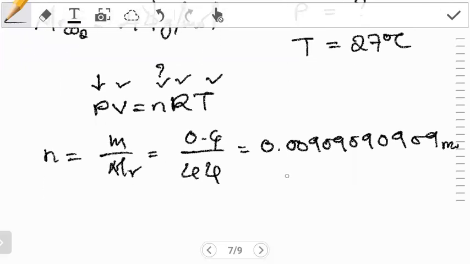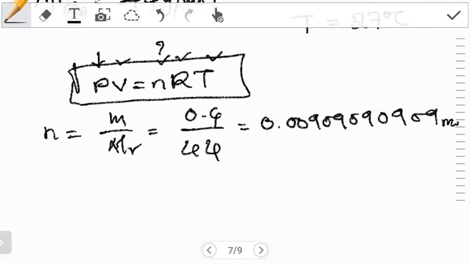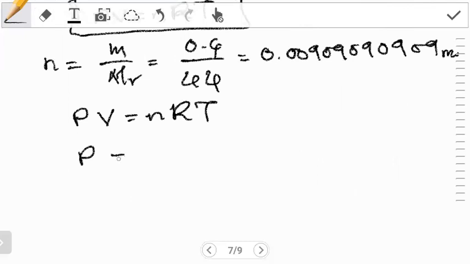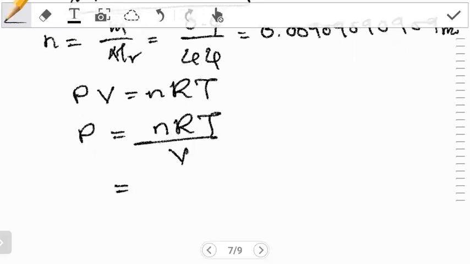Okay, now with this done, we can then go back to our formula. Now we have everything that we need. We have the pressure. The pressure is what we're looking for. We have the volume, we have the constants, and then we have the temperature. So from here, if we get back our formula, we make the pressure that we want to find the subject of the formula. We perform our substitution.